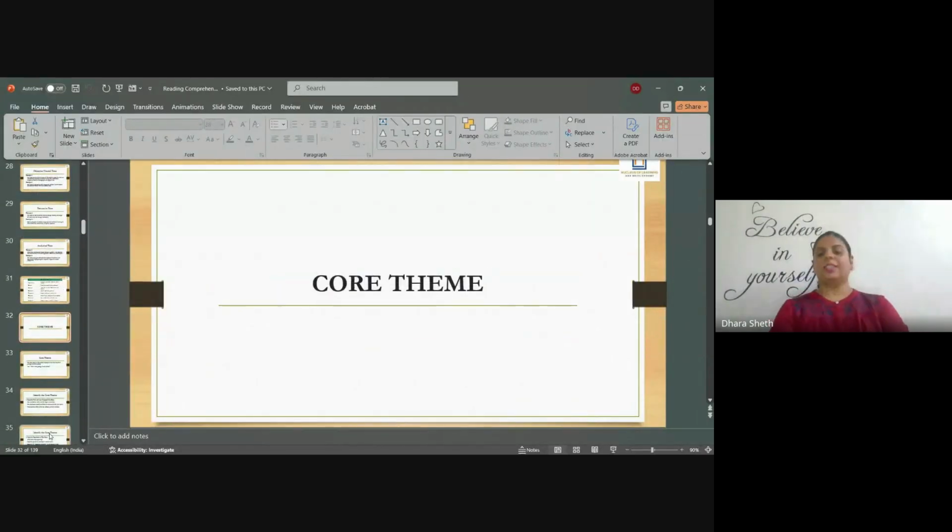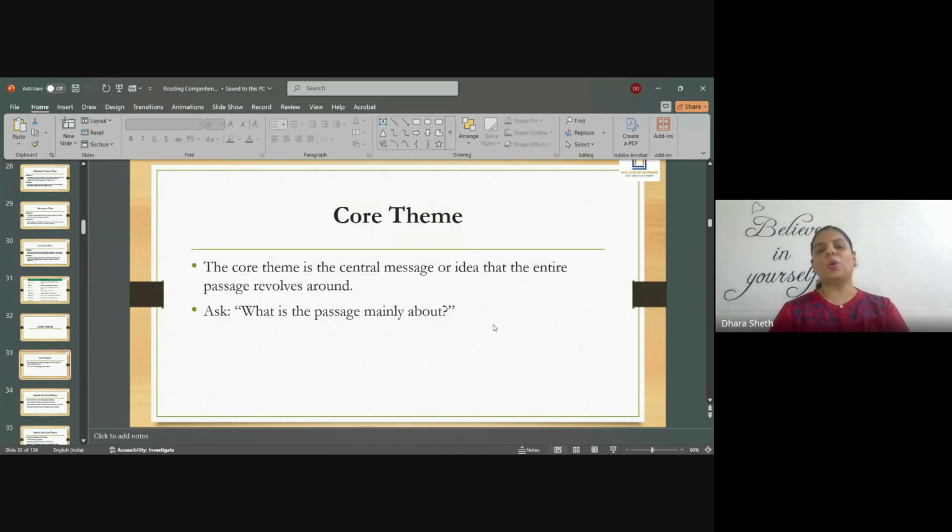So next, how to find the core theme of the passage. What are the steps to do that? So what's the core theme? The central message or idea. So how to find the central message or central idea or core theme is the same kind of question. The central idea or central message that the entire passage revolves around. So ask the question, what is the passage mainly about? And the answer that you get is your core theme.